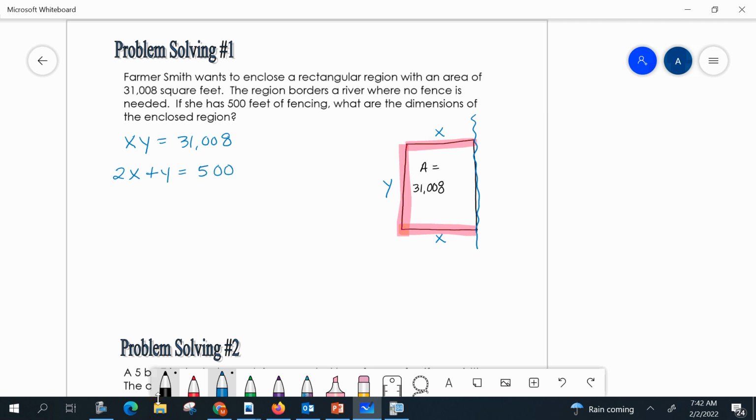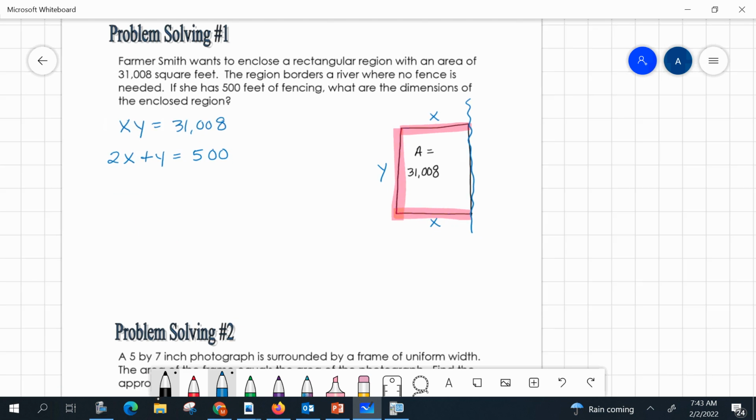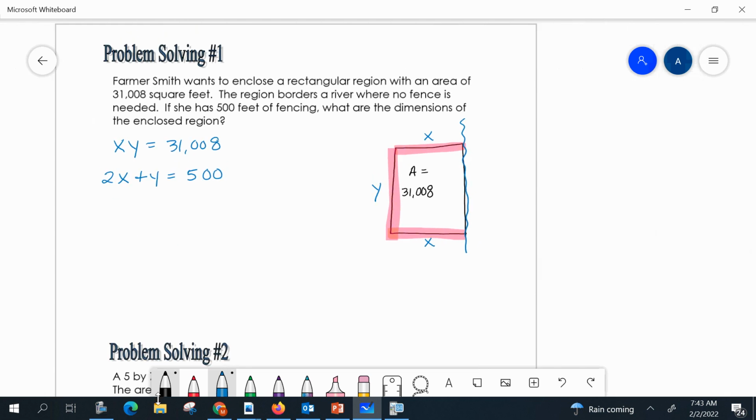So now what we've created is a system of equations. We needed 2 equations to solve this problem. The best method for this system is going to be to use substitution. So ideally, the easiest variable to solve for is going to be this y right here. So maybe we solve for y and we say y equals, and we subtract the 2x. All right, so if we know that y equals 500 minus 2x, we can substitute this into this y right here. So it's going to look like x times (500 minus 2x) equals 31,008.